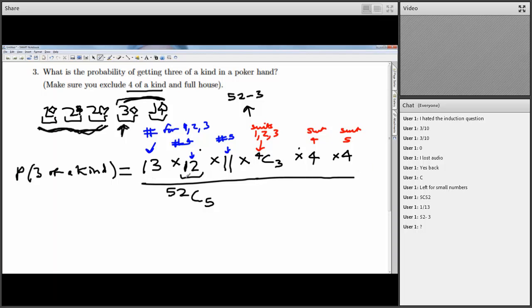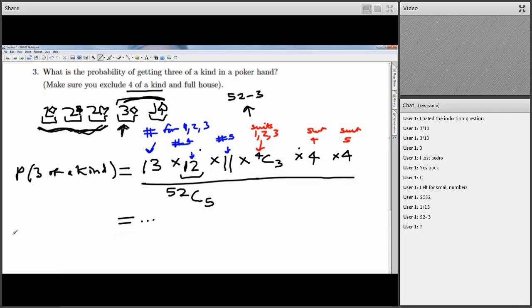So something along those lines. 13 times 12 times 11 times 4 choose 3 times 4 times 4 is the total number of ways of getting precisely a 3 of a kind, and it equals whatever number that is.